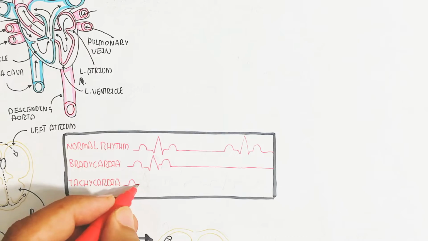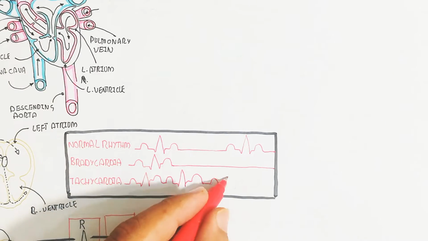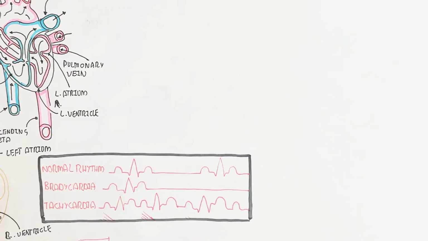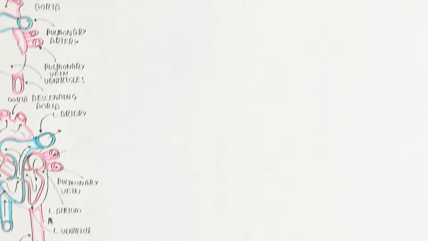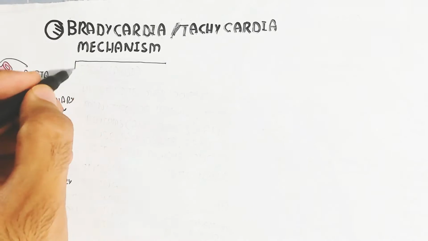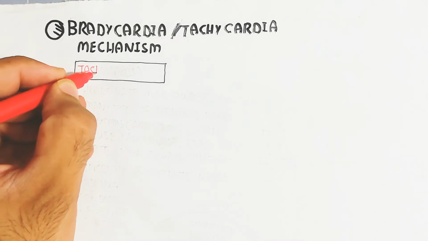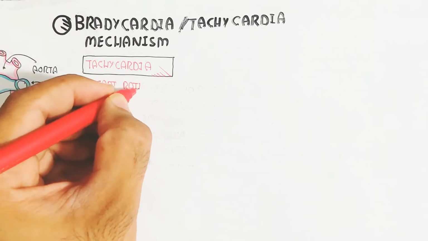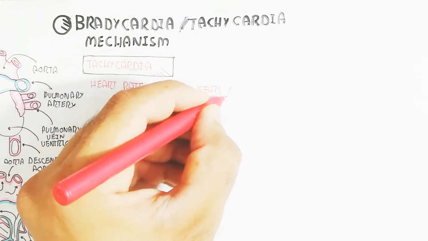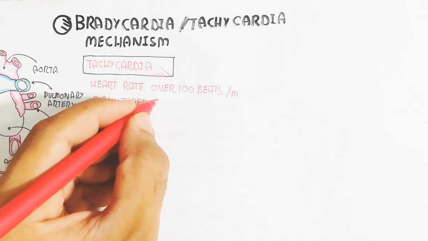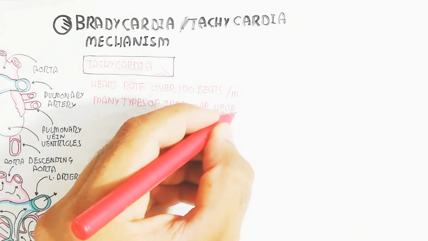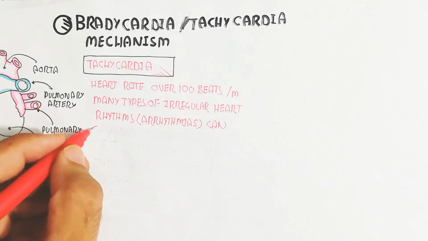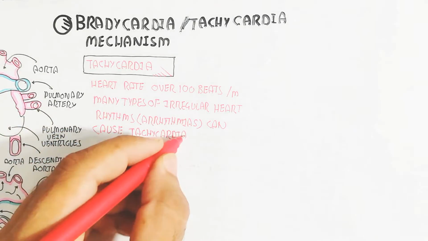And this is bradycardia, which decreases the heartbeat, while tachycardia shows in the ECG diagram waves that increase, with more contraction and relaxation. So tachycardia is, let's begin to understand, a heart rate over 100 beats per minute. Many types of irregular heart rhythms, arrhythmias, can occur, and this can basically cause tachycardia. A fast heart rate isn't always a concern.